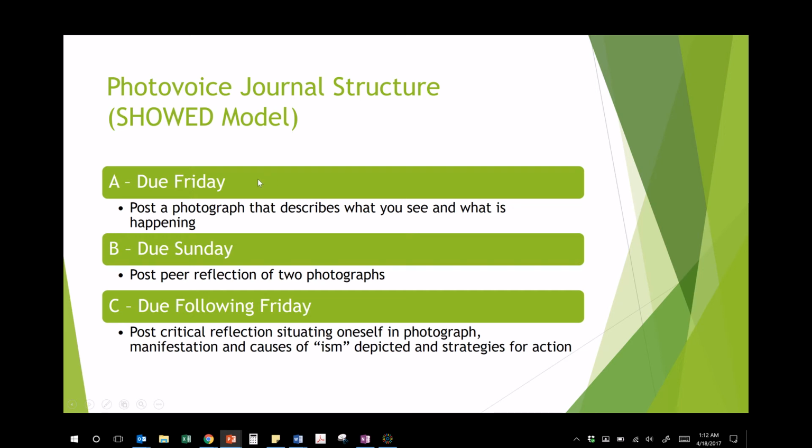Friday of each week, students had to post a photograph, describing the photograph, what they saw in that photograph in very loose terms without any interpretation, what was happening. Then 2 days later, by Sunday, they had to post a reflection on 2 additional photographs that other peers posted, essentially responding and commenting on maybe how they related, things that they may have agreed or disagreed on, their reactions to it. And then the following Friday after that, they would then post their critical reflection, which was expected to take into consideration any discussion that was generated from their peer comments.